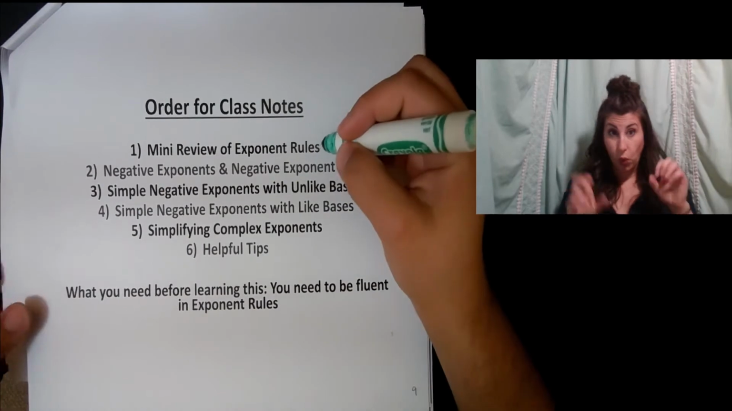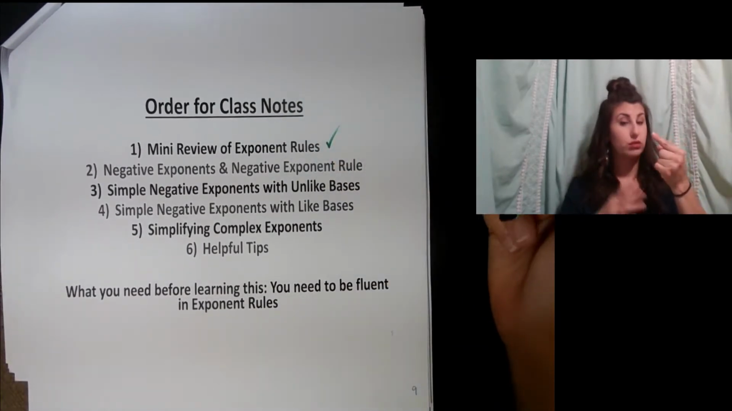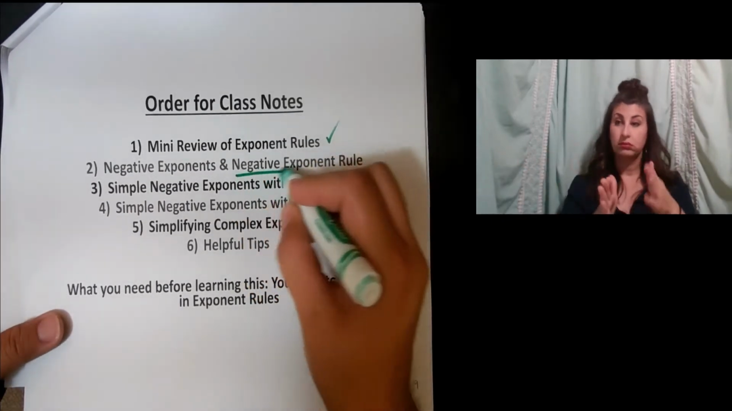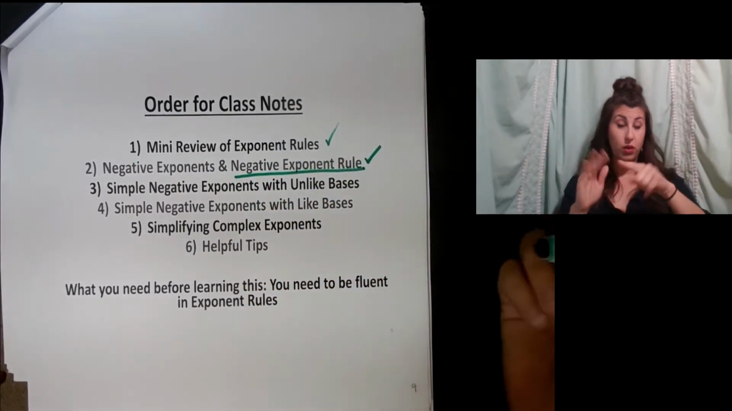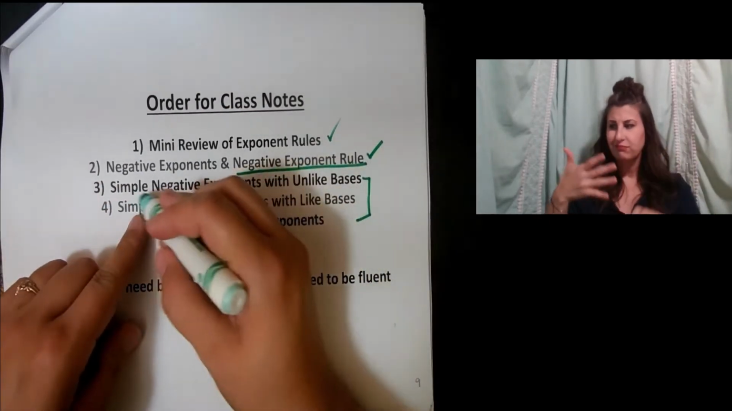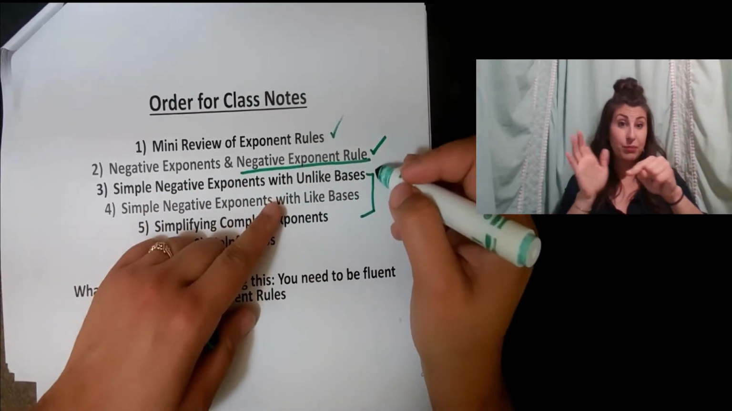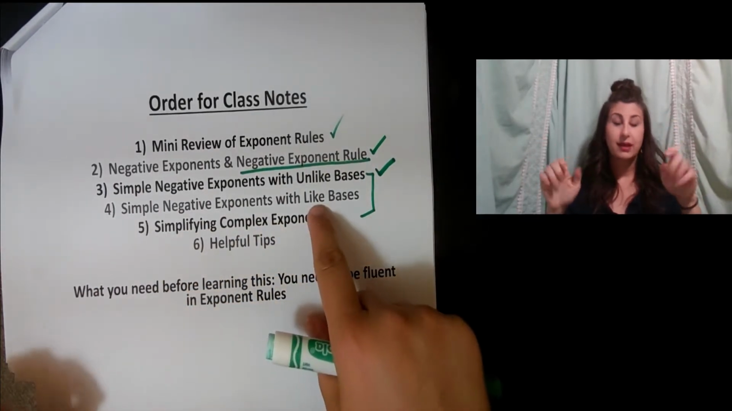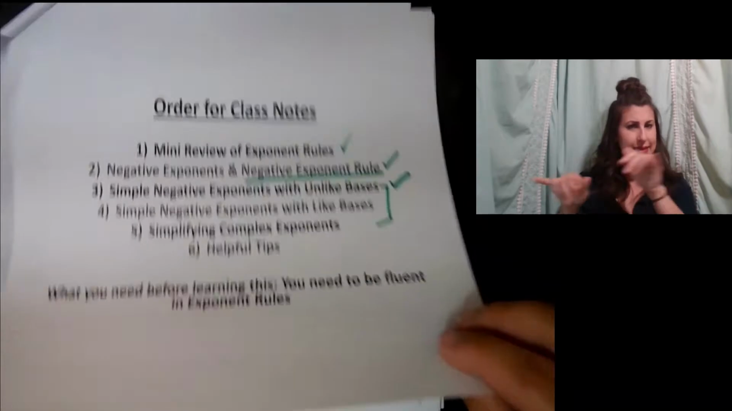All right, so we first started off with a mini review of exponent rules, and then we just learned about the negative exponent rule that's going to help us with the rest of these 3. So now we're going to move on to simple negative exponents with unlike bases. And then we'll move on to like bases.